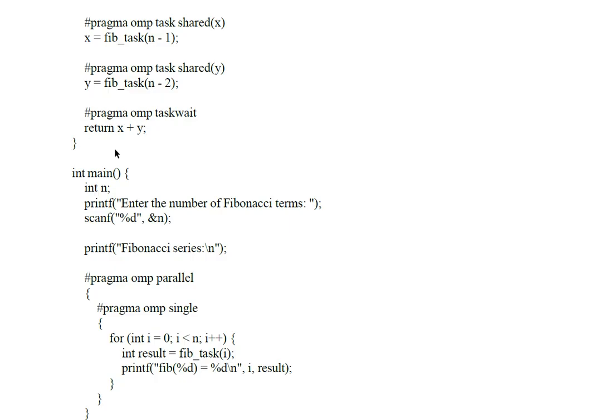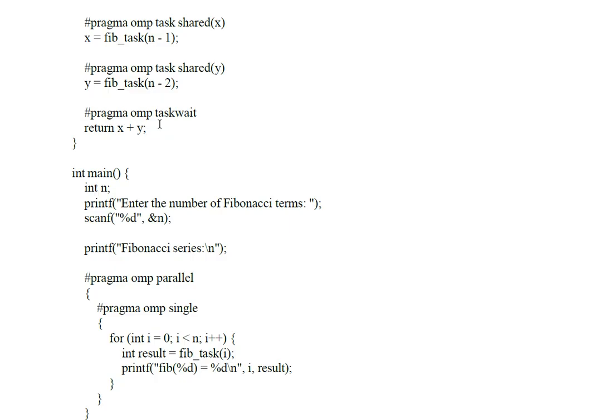So the data gets synchronized. The directive taskwait means wait until all previously created tasks in the current context are complete. So before returning x plus y, the function waits until both recursive calls finish. Without this pragma line, the program may try to add x and y before the parallel tasks are done, leading to wrong results.